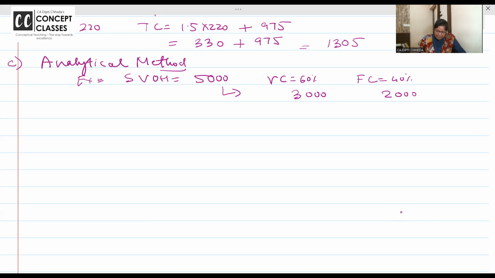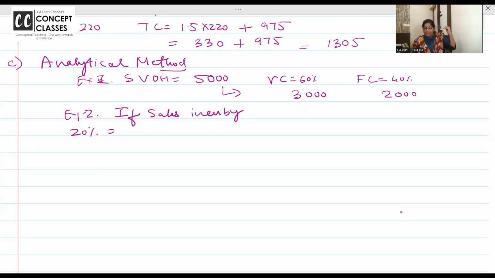Now, next time, suppose I decide and say, this is example 1, example 2. If sales increase by 20%, can I say variable cost will also increase by 20%? Fixed cost will be constant. Are you all with me? Fixed cost is constant in total. This is like a booster note. Variable cost is constant per unit.